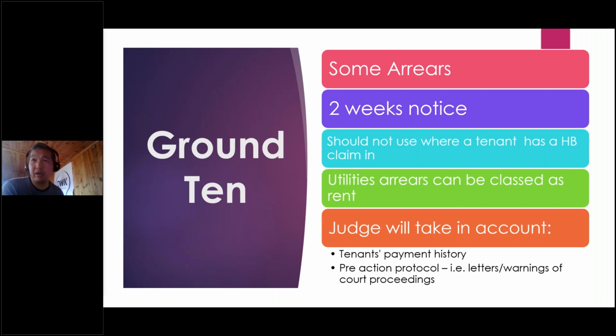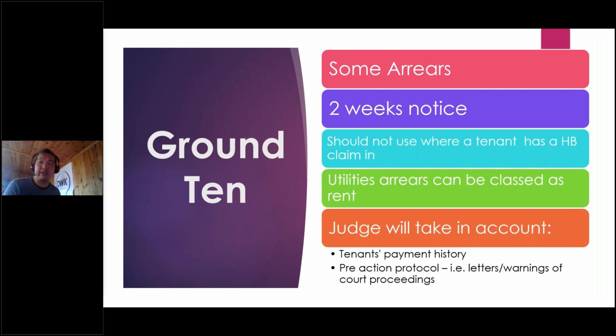The judge at the bottom part will take into account your process. They will take into account the tenant's payment history. So if they've been a gold star tenant for 3 years and then over the last 3 or 4 months they've got into arrears, then the judge will take that into account and say, actually, I don't think you can get possession on that basis. They've been a good tenant. You may be able to get possession under ground 8, but obviously that's going to be at least 2 months in arrears. And then the last one is the pre-action protocol.